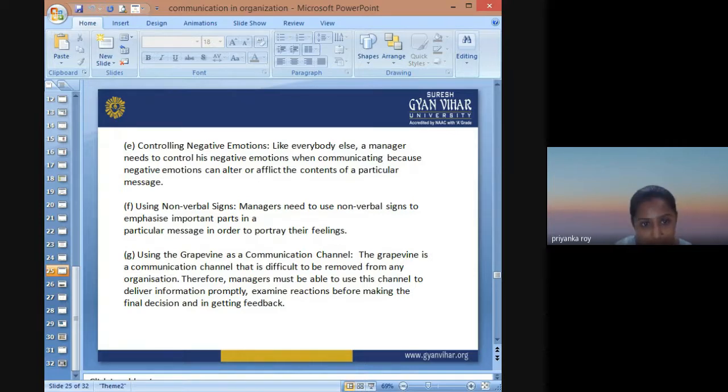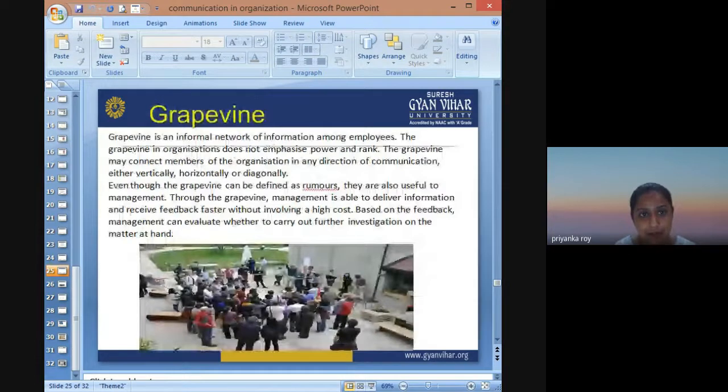So, using the grapevine as a communication channel. The grapevine is a communication channel that is difficult to remove from any organization. Therefore, a manager must be able to use this channel to deliver information promptly, examine reaction before making any final decisions, and get feedback in a very easy manner.